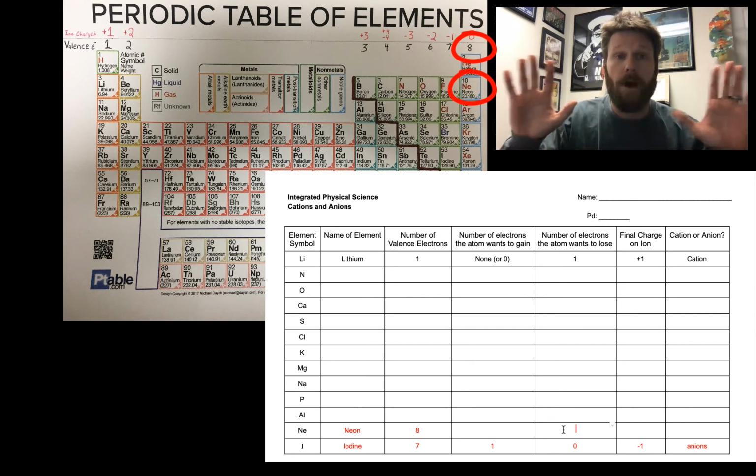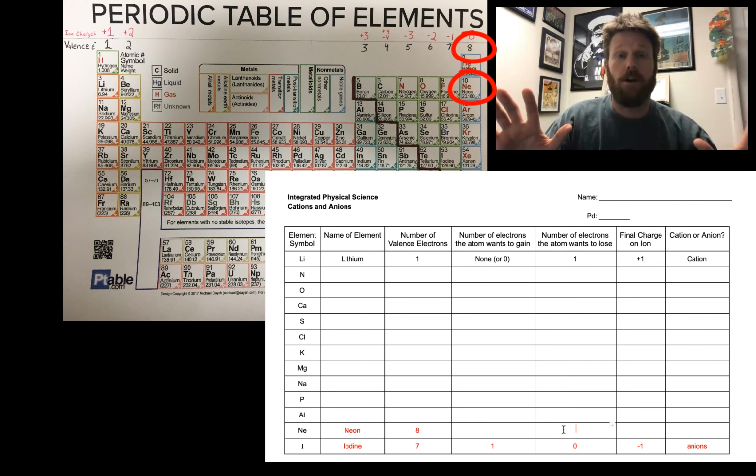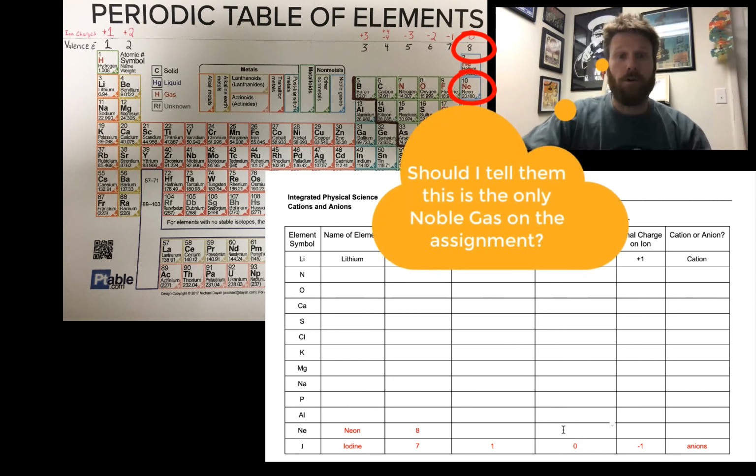But hold the bus for a second. It already has 8 valence electrons. The whole point to gaining or losing electrons is to get a full outer energy level. Noble gases already have a full outer energy level. So whenever you stumble across a noble gas, both of these columns will be 0.